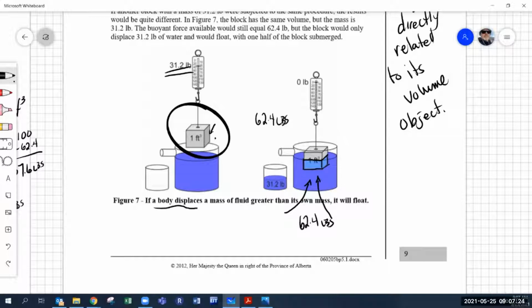So if a body displaces a mass of fluid greater than its own mass, it will float. It will displace because of its volume. If I completely submerge this underwater, it will have 62.4 pounds of water displaced.